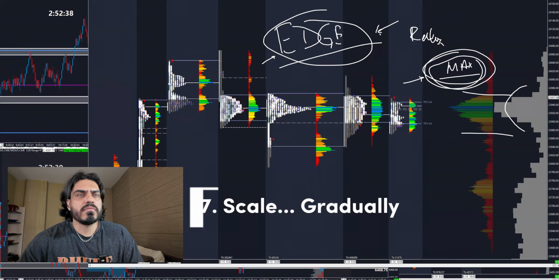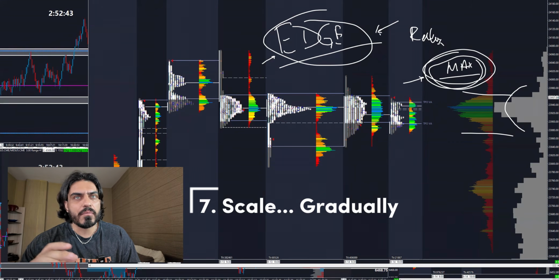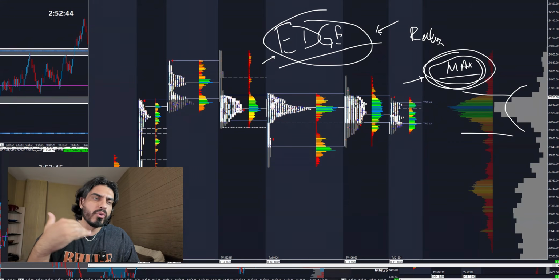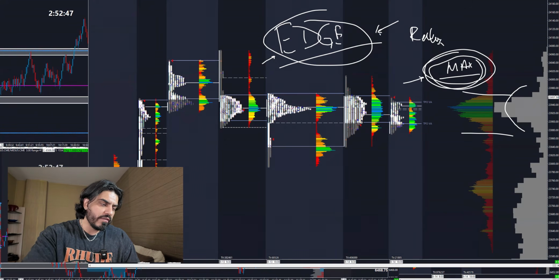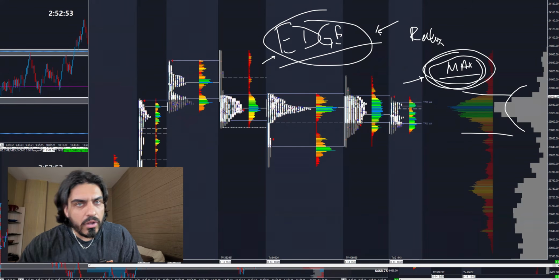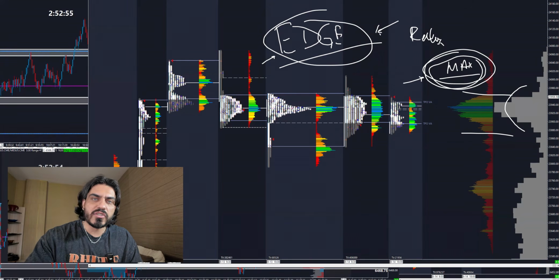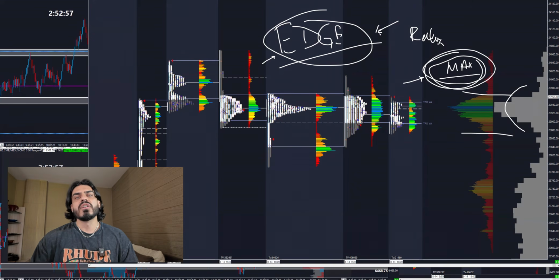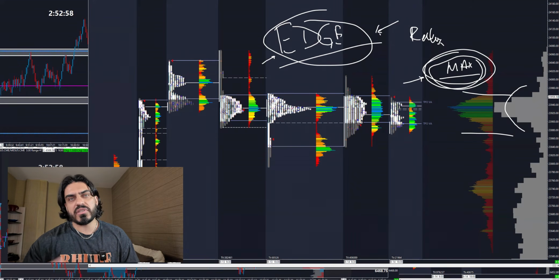The last part of it, right, scale gradually. Once your edge is proven, you have a sample size, you want to prove it on a small scale first, right? You're going from a simulated environment into a live environment. And then you want to start with a small amount of size. Once that's proven with a small amount of size, realistically, it's one of the easiest businesses to scale.